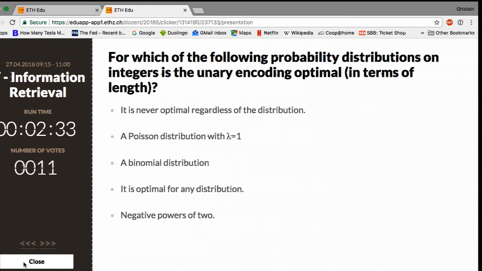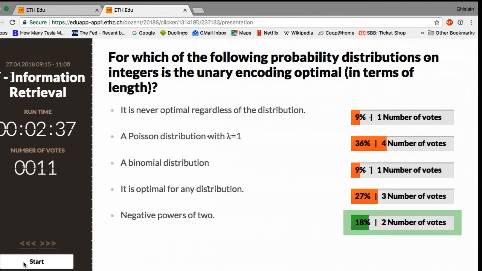Who needs more time? Okay, let me show you the answer. Aha, interesting. I got you with the Poisson distribution. I completely made that up. So it is the negative powers of 2. Two of you got it right.